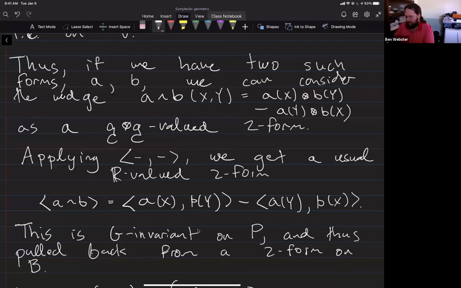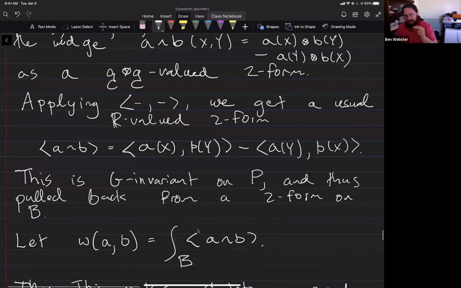We're going to now apply this inner product. So I'm getting the R valued 2 form where I take AX paired with BY minus AY paired with BX. So that takes in two horizontal vectors, so two vectors in the tangent space to B, and it spits out a number. And it does that in a way that's anti-symmetric, as you can read off from this formula. So that's a 2 form. If you're thinking of it upstairs on P, it's G invariant. Now we're just talking about numbers. So it's really just the pullback of a 2 form from the base.